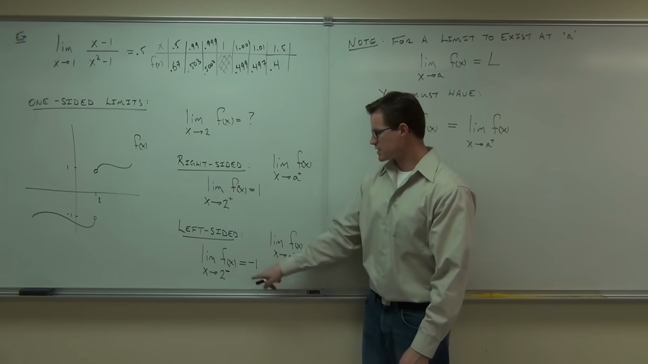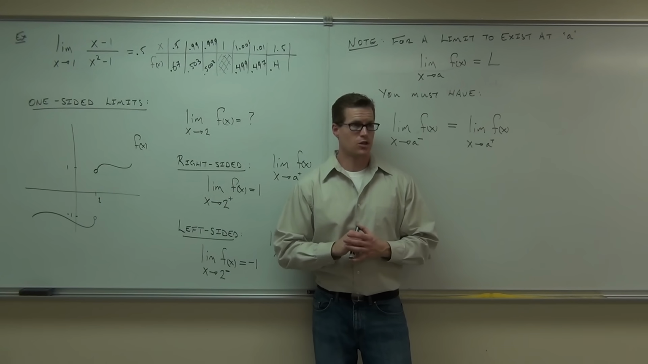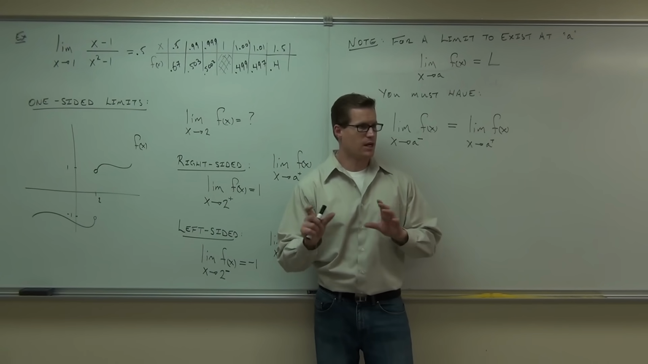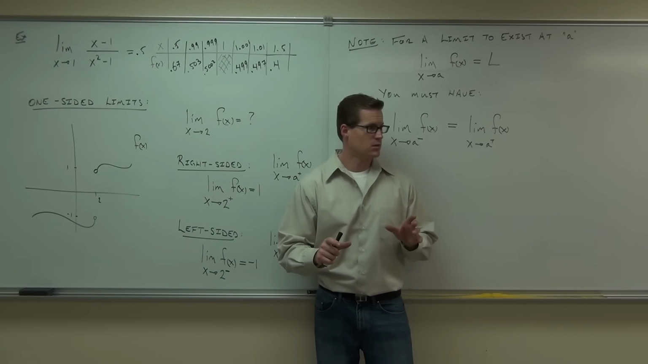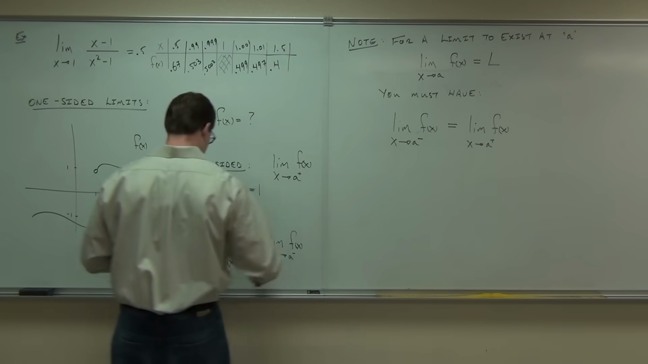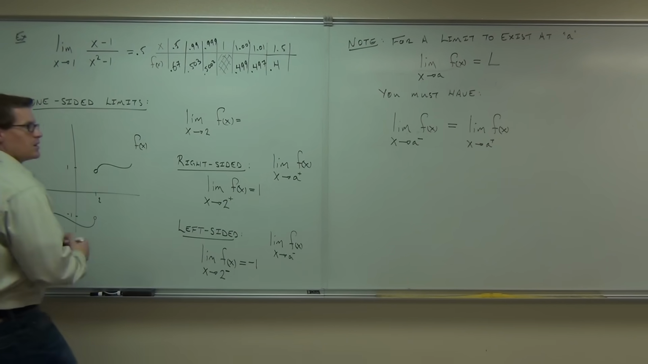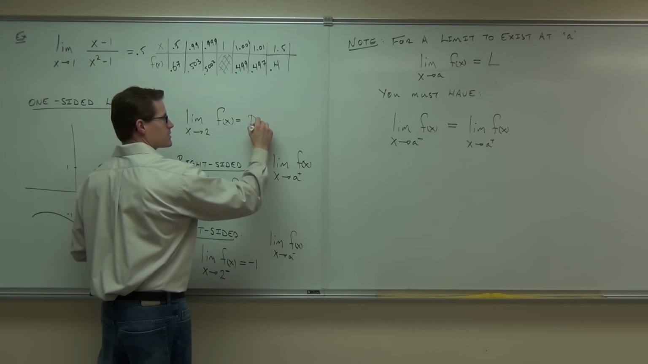This limit was 1, this limit was -1. Is 1 the same as -1? No. So, do both the one-sided limits have the same value? No, you'd say this limit does not exist. So we'd say the limit as x approaches 2 of f of x does not exist.